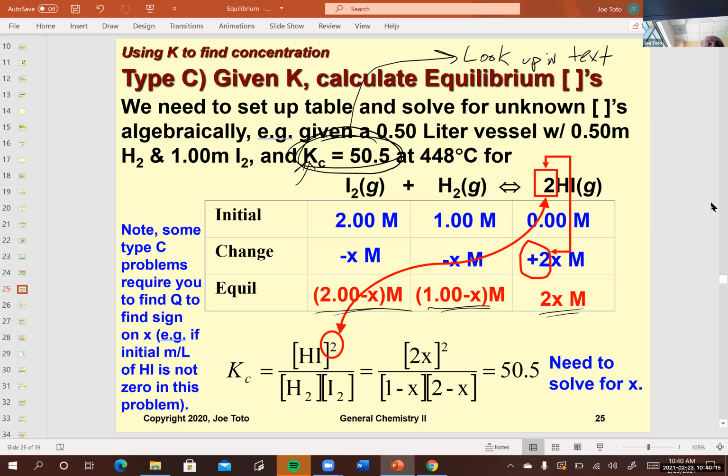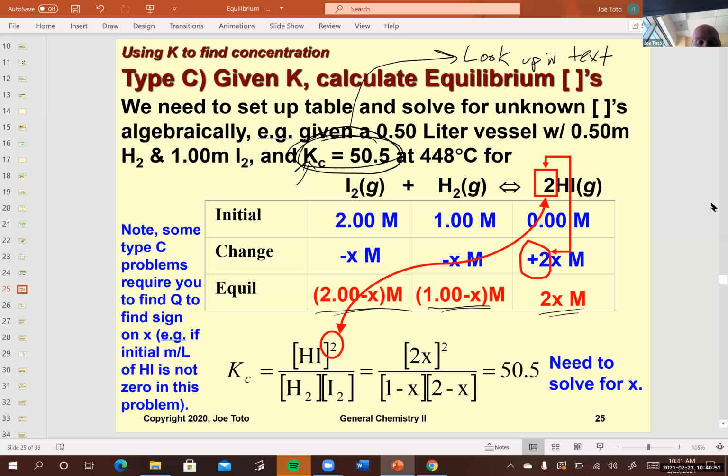So in the type C equilibrium problem, what we do now is we employ that algebraic parameter X in the change column, along with our mathematical knowledge for solving equations. We're going to set up the relationship, and this is another reason why forming an ICE table with this information will help you form the mathematical equations, which will allow you to relate the equilibrium constant value to the equilibrium concentrations.